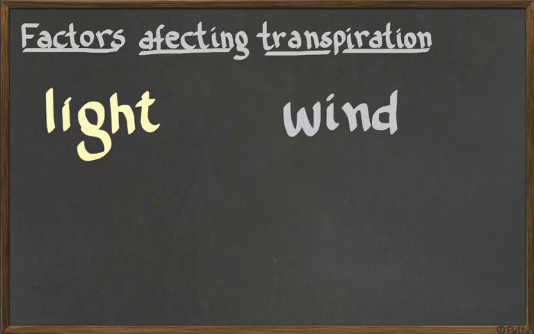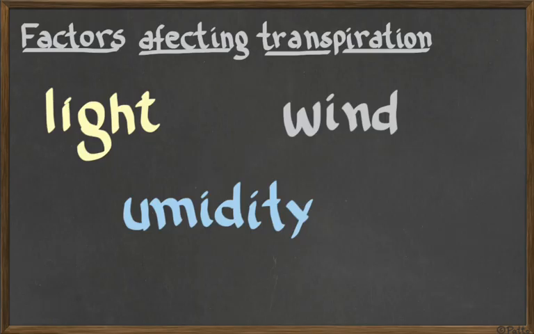Another factor is wind, because we all know that on windy days clothes dry faster. So it might affect clothes drying, but it might also affect plants' transpiration. Humidity. On dry days, clothes dry faster. The same probably happens with plants. Humidity might have an effect on plant transpiration. And of course, heat. The higher the temperature, we would expect that the plant would transpire more.